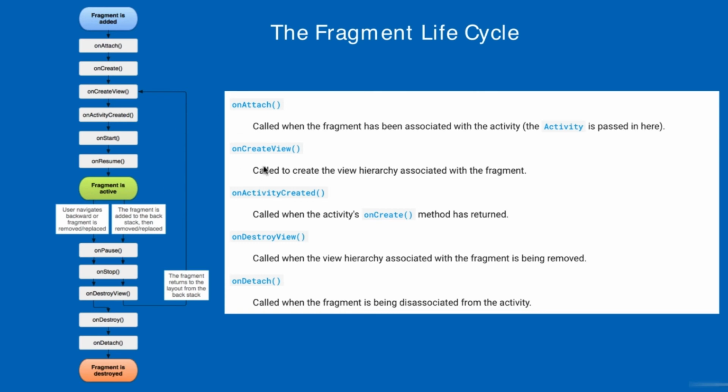If you look at the onCreateView method, this is called to create the view hierarchy associated with the fragment. There's the onActivityCreated method, called when the activity's onCreate method has returned. So a lot of the work will be done in onActivityCreated. Then we know the activity is done with its work, it's done loading this fragment, and we can start doing the work in this one. Then onDestroyView and onDetach are called when the fragment is being disassociated from the activity.